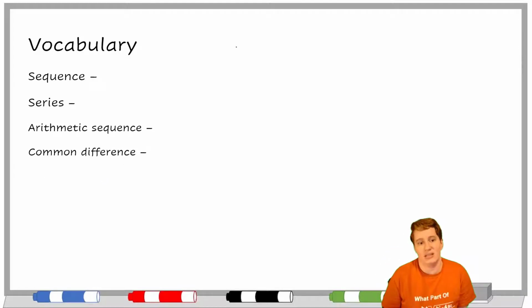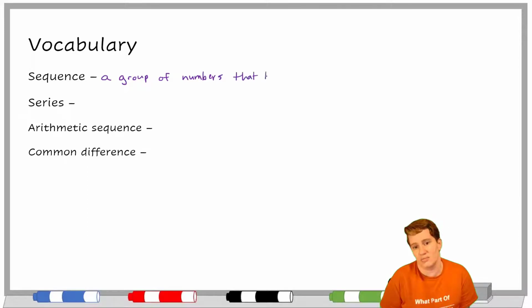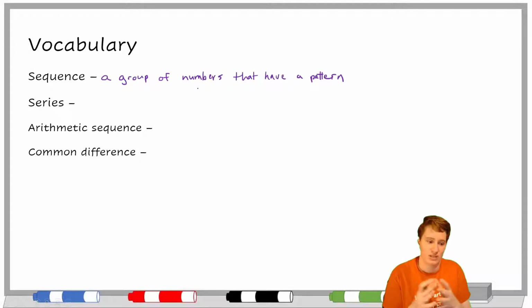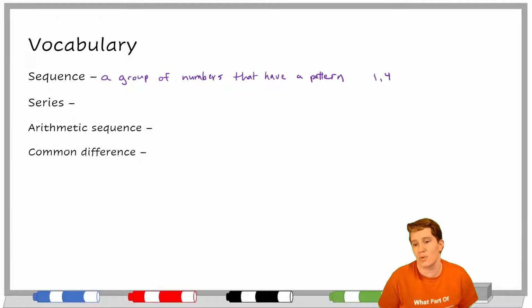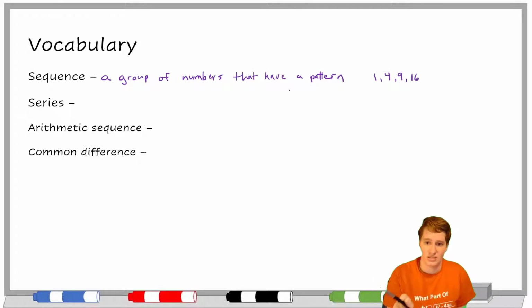A sequence is basically a group of numbers where there's a pattern involved. It could be that we just have a small group that we've listed and we intend for it to be just that small group, like 1, 4, 9, 16. This could be a sequence because there's a pattern here. These are all perfect squares.